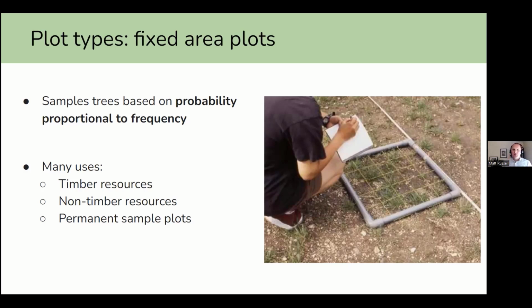Now, it should be noted too that these trees are sampled based on how abundant or how frequent they are. We say that samples of trees are collected with probability proportional to their frequency. With a fixed area design, you basically count every tree that you encounter within that fixed area plot.